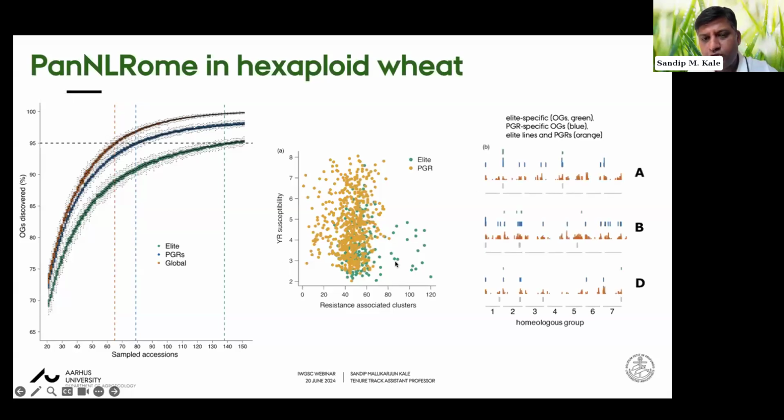When we looked at the distribution of these resistance-associated clusters on the three subgenomes, we observed that those clusters in elite lines were coinciding with the introgression region. From this analysis, we conclude that elite lines have this introgression region, which was selected for disease resistance, and that's lacking in the plant genetic resources. So in order to construct the pan-NLRome, we need both the plant genetic resources and also the elite lines.